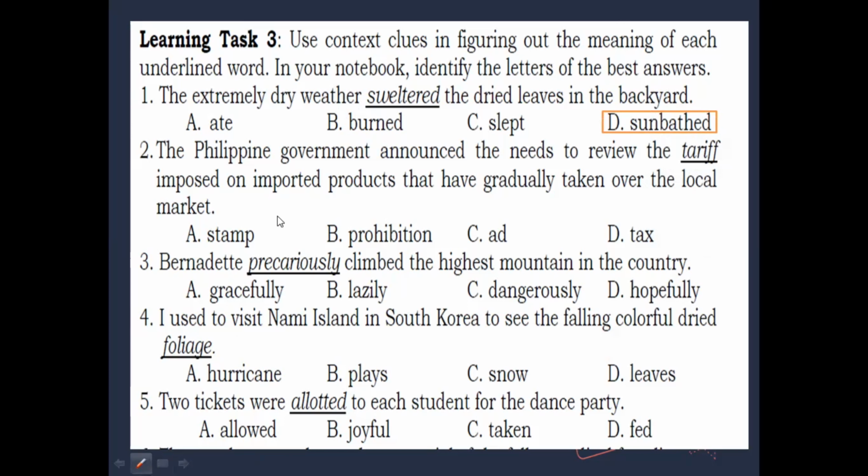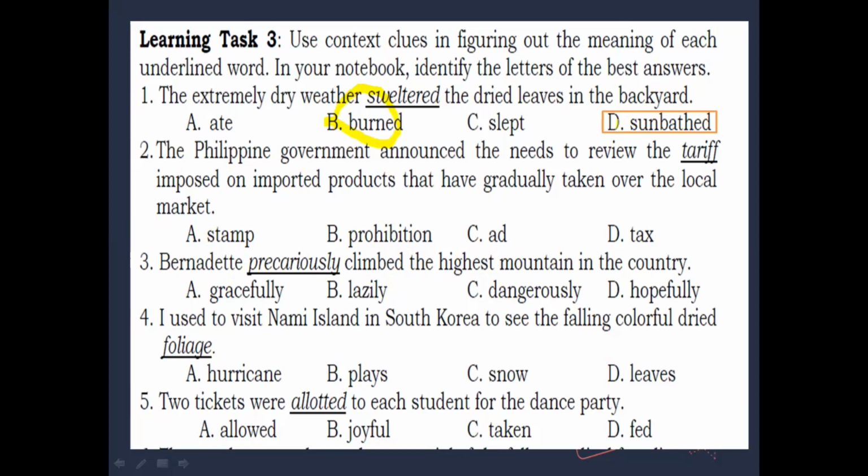Bakit burned? Why? It says it is extremely dry weather. Kapag sobrang init ng panahon, nasusunog din ang mga dahon. Tama? So, it can be burned, kasi dried leaves naman sila. And we can also have the meaning sunbathed. Why sunbathed? Di ba kapag sobrang init, nabibilad.